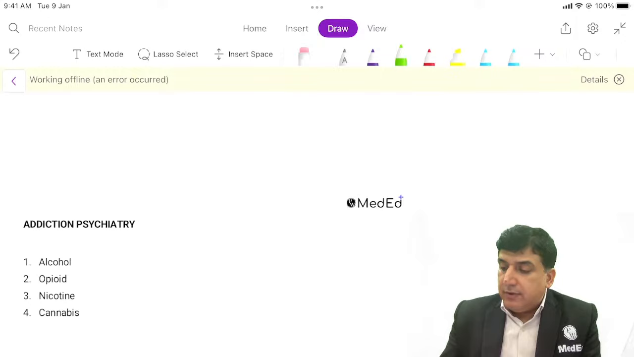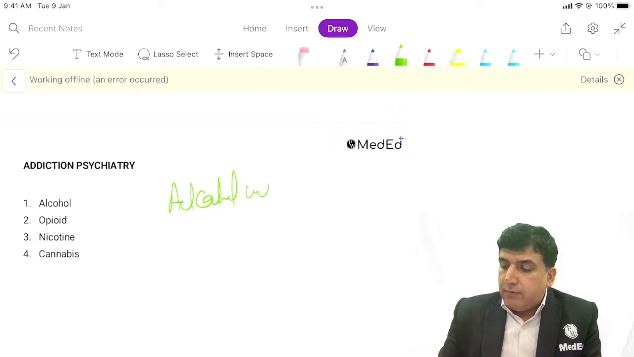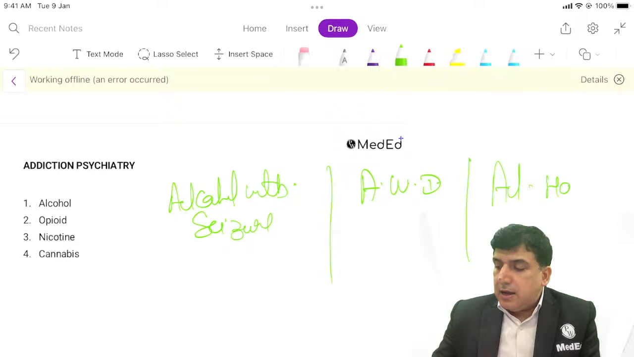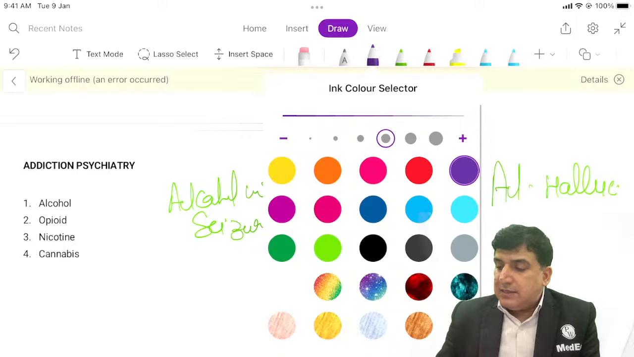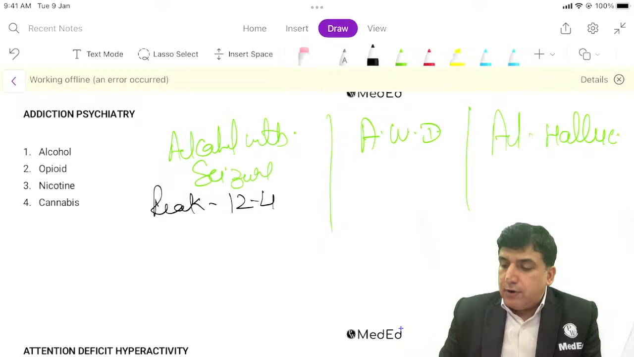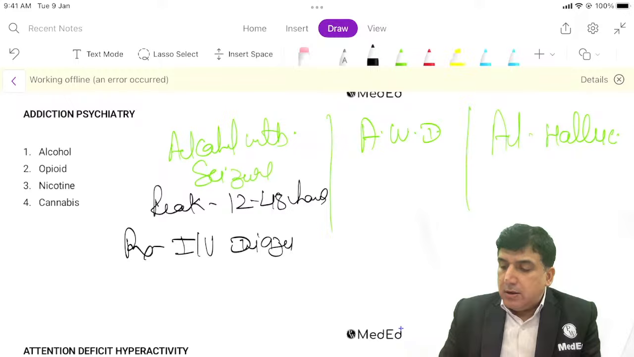Addiction psychiatry is a really important topic. In addiction psychiatry, we will just go through alcohol. We have alcohol withdrawal seizure, again and again they are asking, alcohol withdrawal delirium, and alcoholic hallucinosis. Alcohol withdrawal seizure, the peak is 12 to 48 hours. The treatment is IV diazepam.